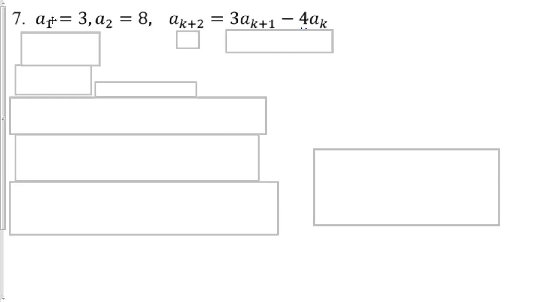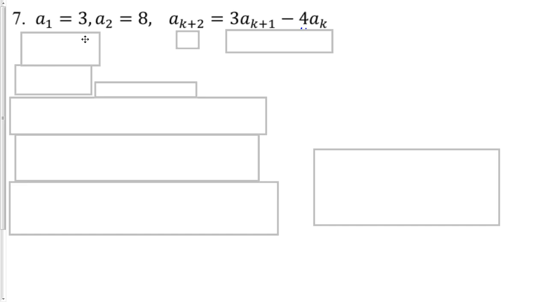Next one, first term is 3. Second term is 8. Usually this is a red flag that it's going to be a little harder. So this says a sub k plus 2 is 3 times a sub k plus 1 minus 4 a sub k. So meaning if we want to find the third term, we're going to plug 1 in for k here. So that means we need to do 3 times this second term, 8, minus 4 times the first term, 3.